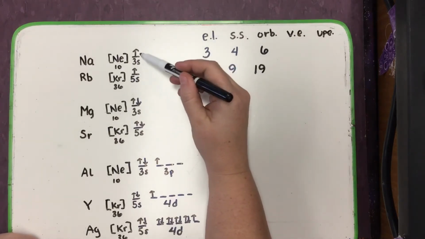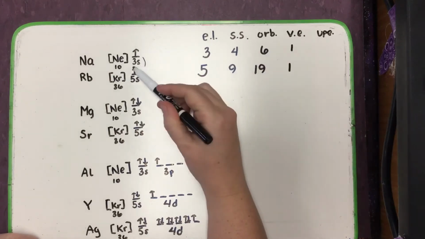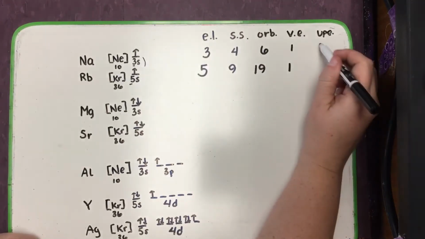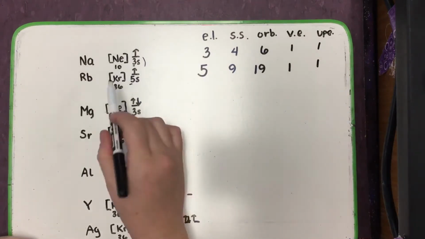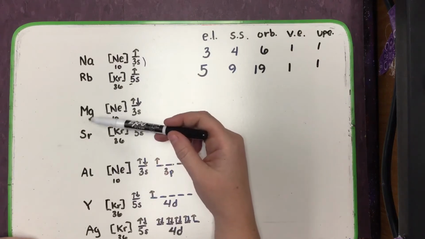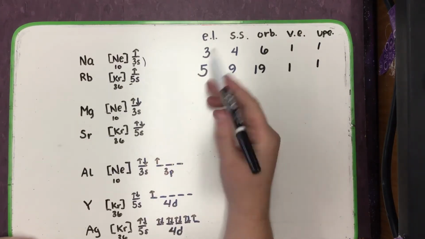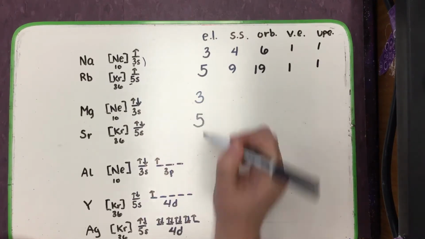Valence electrons for each of these, there's 1 arrow in the outermost ring. And unpaired electrons, there's also 1 unpaired electron from each. Now from these two examples, we're going to move next door and go with magnesium and strontium. So for magnesium, again, the energy level is 3. And for strontium, the energy level is 5.